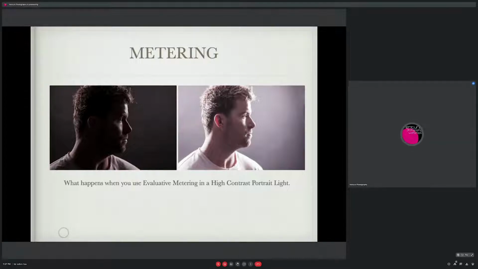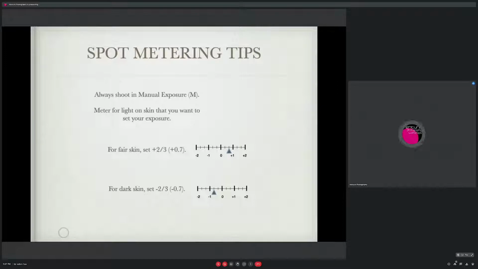So if you want to explore this further, it's worthwhile understanding that you need to shoot in full manual exposure mode. So doing M on your mode dial on most cameras. You want to use spot metering, so set your exposure metering to spot. You want to meter for light on the skin that you want to set your exposure. Usually it's a bright part of the skin. And this is what you've got to do.